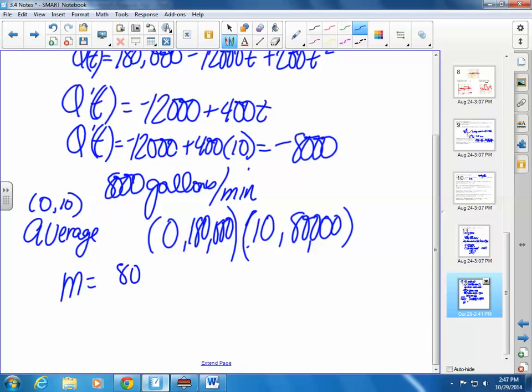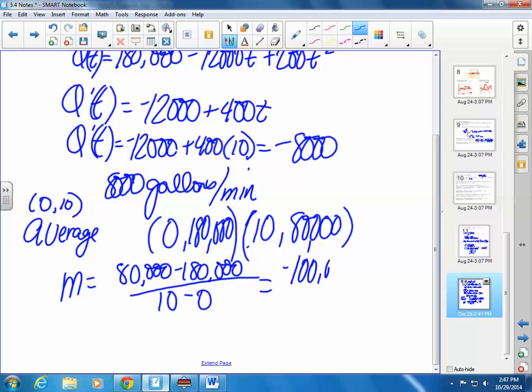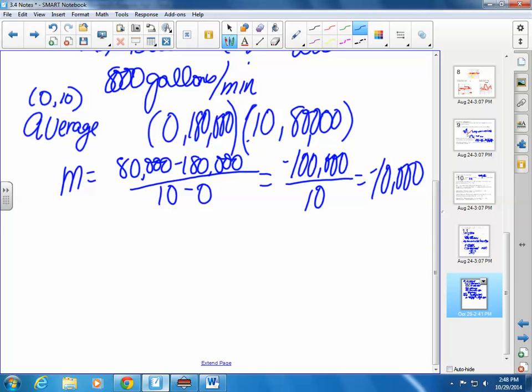So 80,000 minus 180,000 over 10 minus 0. So the average rate at which the water flows out during the first 10 minutes is what? 10,000 gallons per minute. Why wouldn't those two numbers be the same?